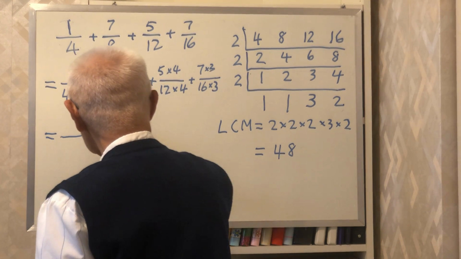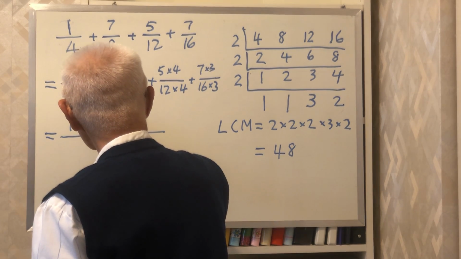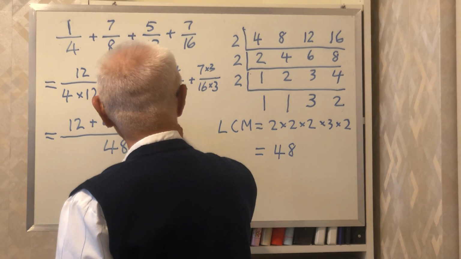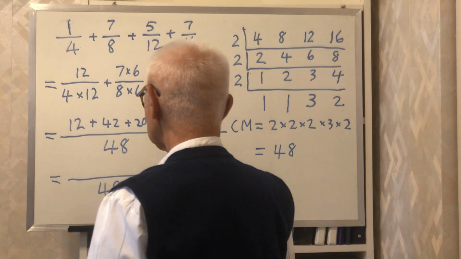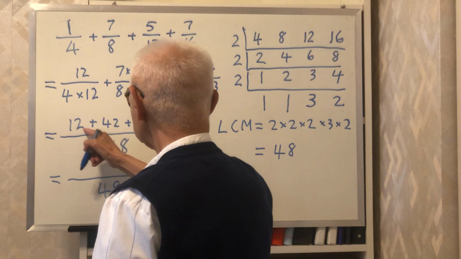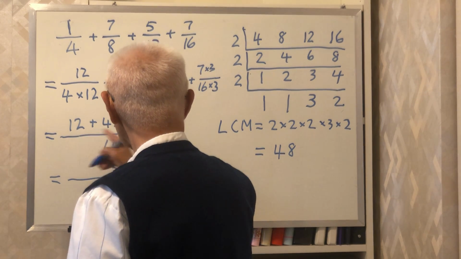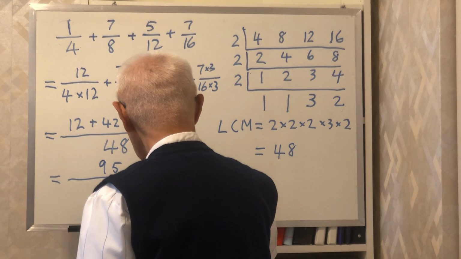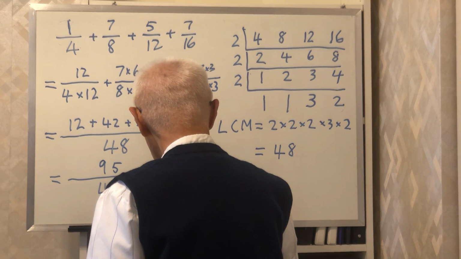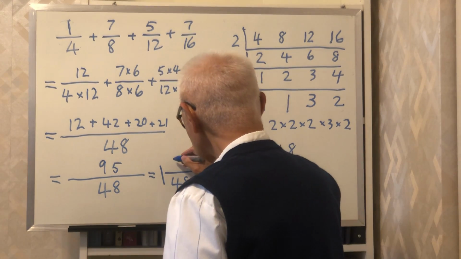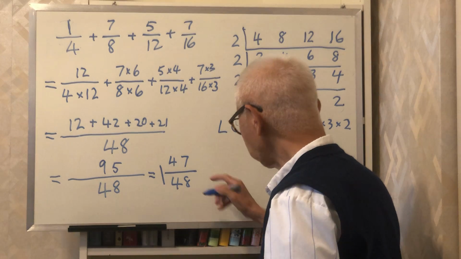Okay. 12 plus 42 plus 20 plus 21. Let's see. 1 plus 2 plus 2 plus 5. 2 plus 2 plus 4 plus 1 is 95. Over 48. What's the number here? It's 47. Let's check, is that right? Yeah. So this is my final answer.